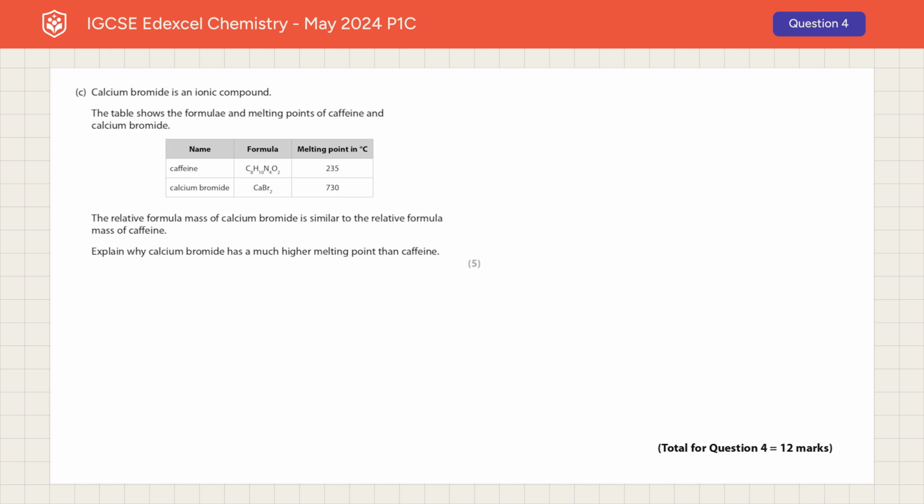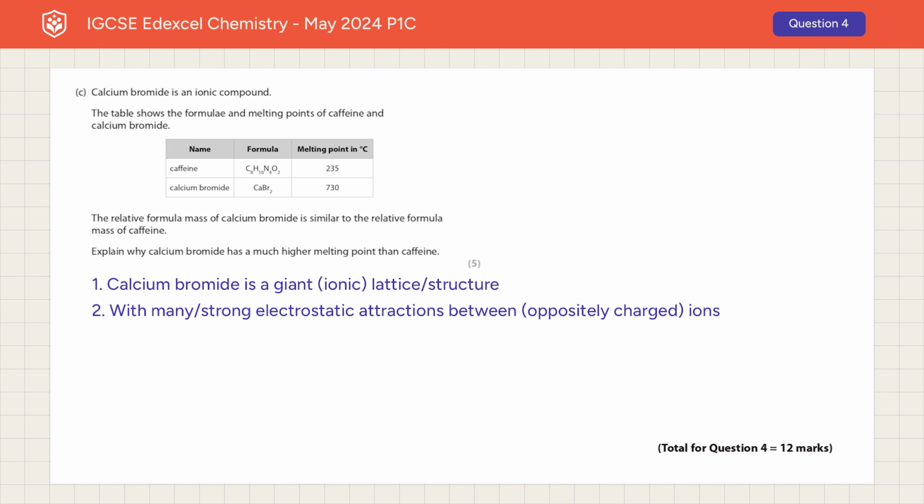The next part is arguably the hardest part of this question. Why does calcium bromide have a melting point over 500 degrees higher, even though their Mr values are similar? Have a think. Well, it all comes down to bonding. Calcium bromide, CaBr2, is an ionic compound. It forms a giant ionic lattice held together by incredibly strong electrostatic forces of attraction between the positive calcium 2+ ions and negative bromide ions. Breaking this for melting requires a huge amount of energy.